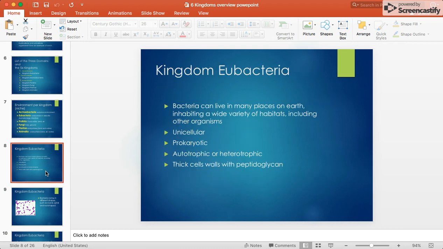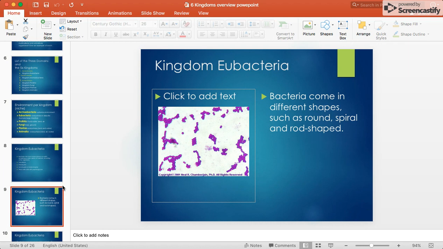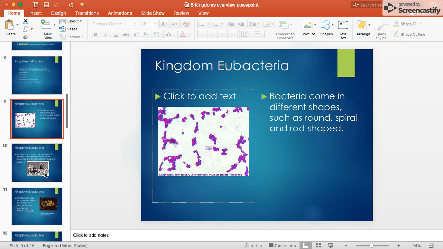All right, so we'll start with eubacteria. So in the kingdom eubacteria, bacteria can live in many places on the earth. It has tons of different habitats, including living inside of other organisms. So they are unicellular, prokaryotic. They can be autotrophic or heterotrophic, they can be either, and they have cell walls to help give it structure. So here's an example of a picture there of eubacteria. It comes in different shapes, so it can be round, it can be spiral or rod shaped. There's all different types of shapes for the bacteria.